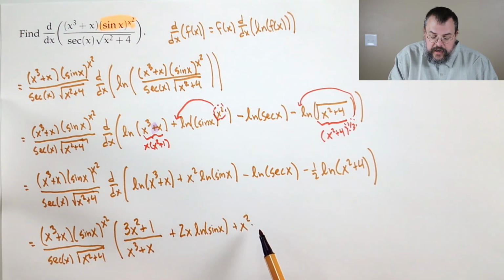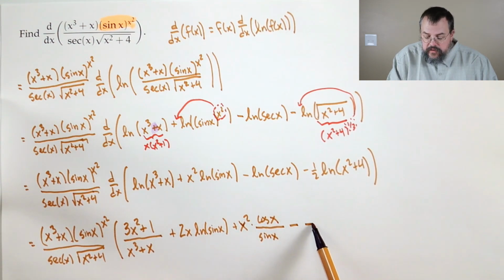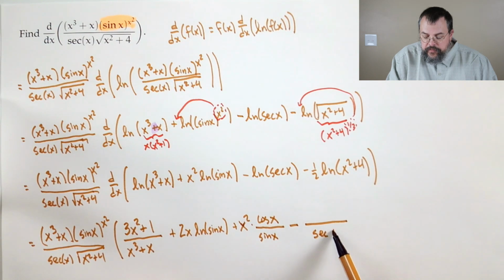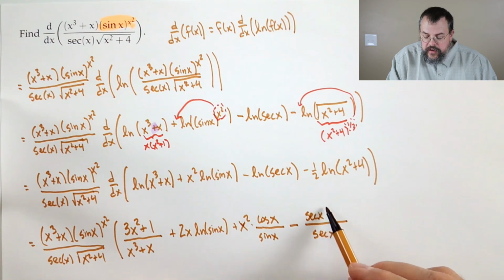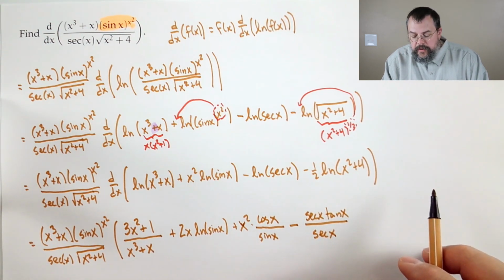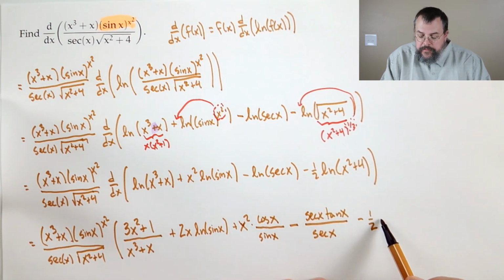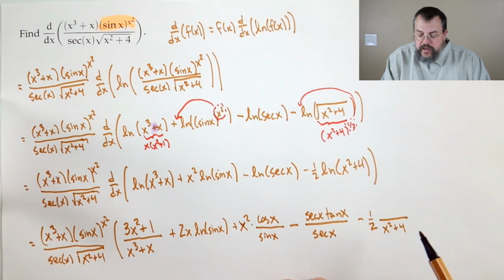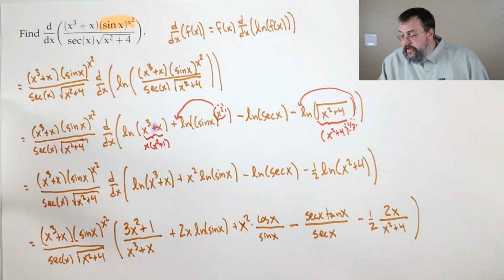So the derivative of log sine x: the sine x goes downstairs, and the derivative of sine is cosine. So it becomes cosine x over sine x. Minus, log secant, so the secant goes downstairs. The top is the derivative of secant, which is secant tangent. And then we have minus a half, and then log of x squared plus 4, and for the derivative of that, x squared plus 4 goes downstairs, and the derivative of x squared plus 4 is 2x. That's what goes upstairs.